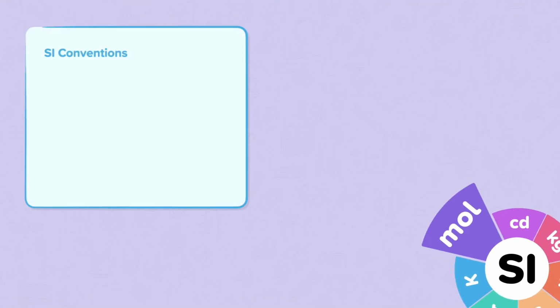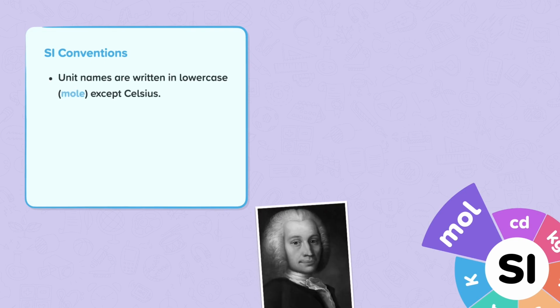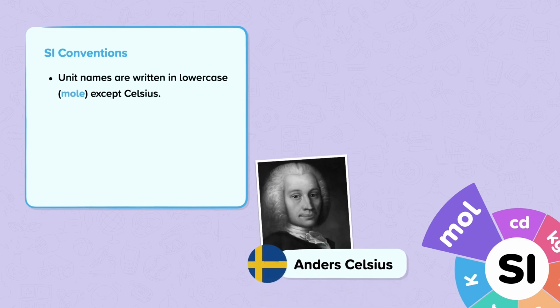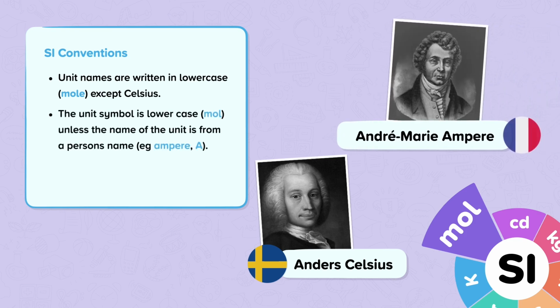There are certain conventions when writing down SI units. For example, unit names are written in lowercase, except for Celsius. The unit symbol is lowercase, unless the name of the unit is from a person's name, for example ampere from André-Marie Ampère. And a space is left between the numerical value and the unit.